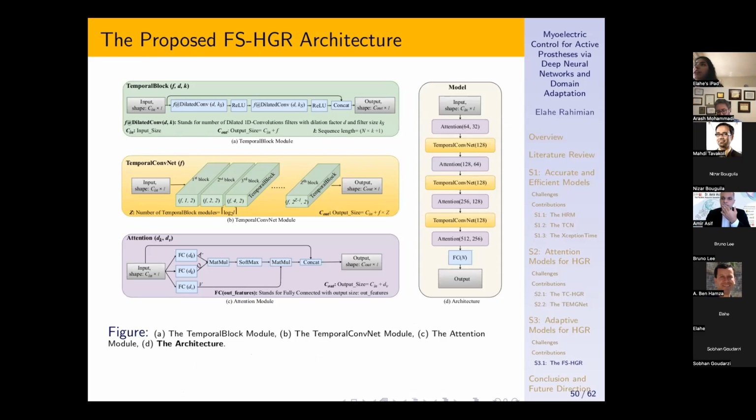So here is the architecture. After constructing those tasks, we fit them to the model. The model consists of attention modules and temporal convolutional networks. Each temporal convolutional network consists of several temporal blocks, and each temporal block consists of dilated causal convolutions followed by ReLU, and the output of the ReLU and the input are concatenated together.